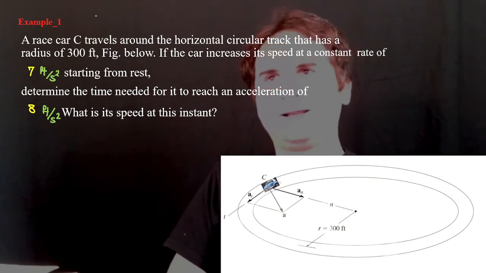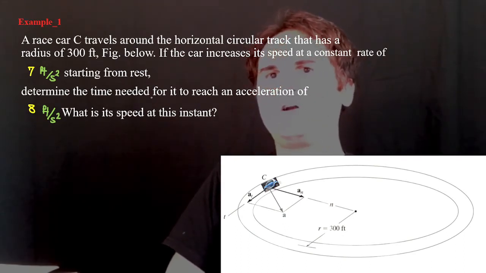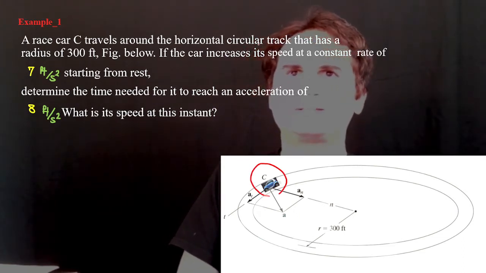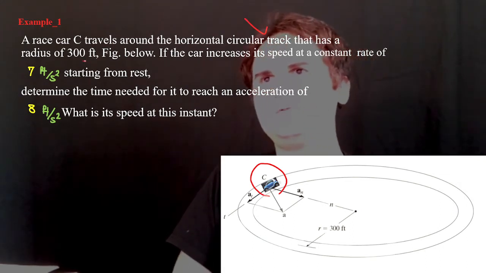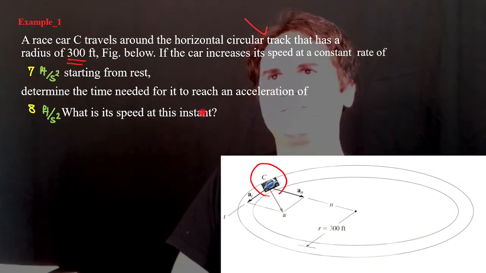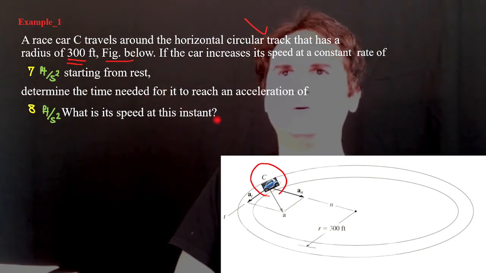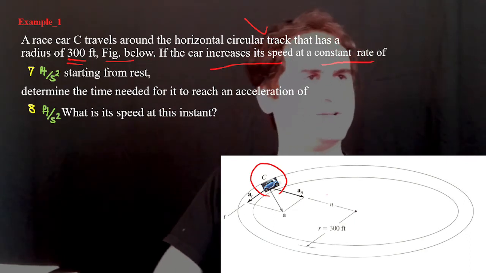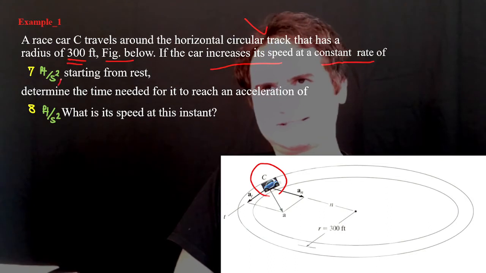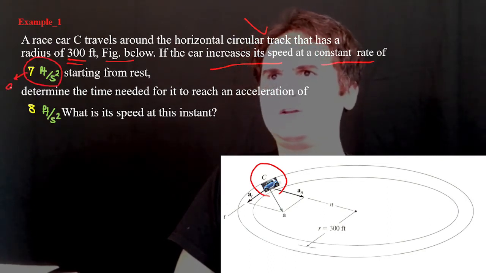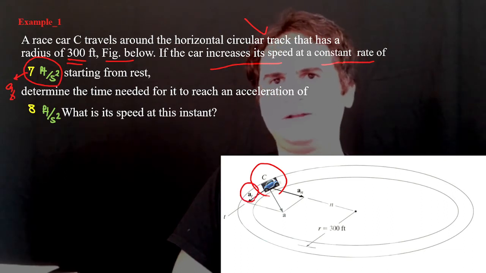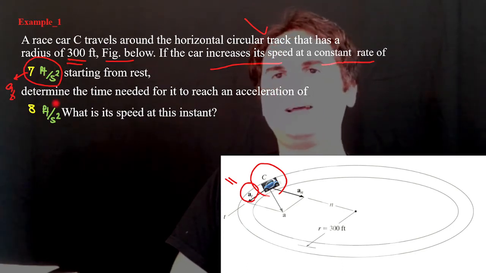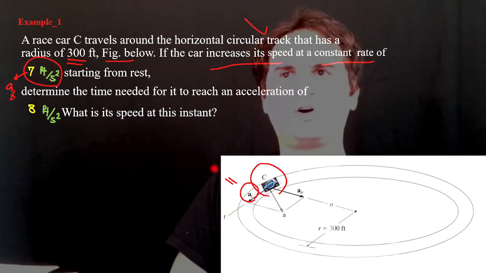Let's put it into an example. So in this example, we have a car C that travels around a circular track that has a radius of 300 feet, like the figure below. If the car increases its speed at a constant rate, an increase in speed at a constant rate, it means there is acceleration all the time. The given number is 7. Don't forget it. If you find a numeric value and there is no name for it, that's definitely the tangential component of acceleration.